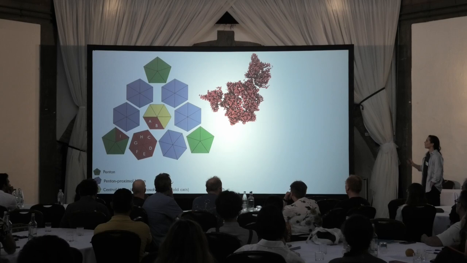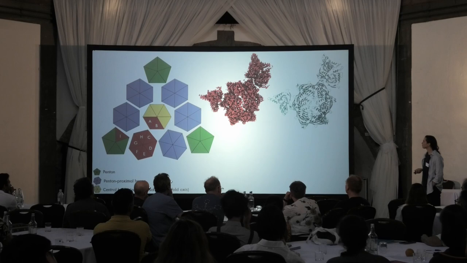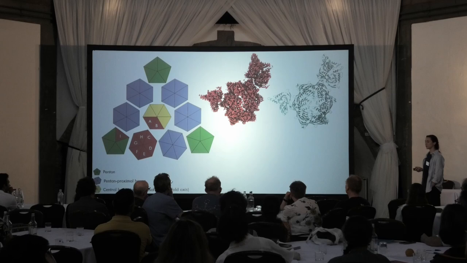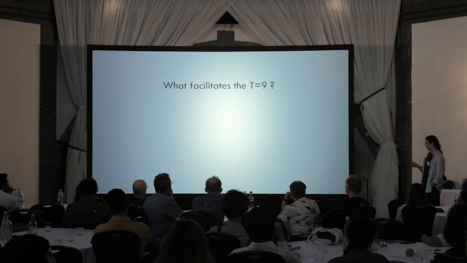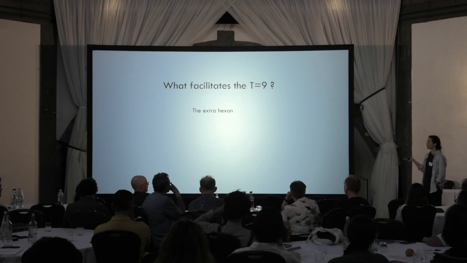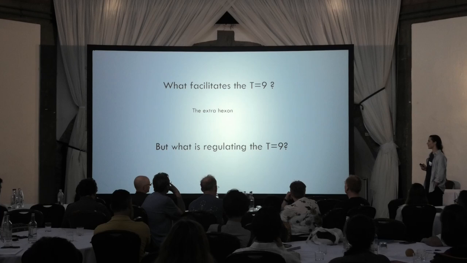So like I mentioned, we, with cryo-EM, are working to determine the differences between these, as well as a variety of structural features of these different hexon types and how they relate to the geometry and assembly. So the follow-up question here is what facilitates the T=9, but we well know that. That's the extra hexon. I guess a few papers have come out recently about that. Definitely not our key question. Our key question is what's regulating this T=9, what enables it to form.